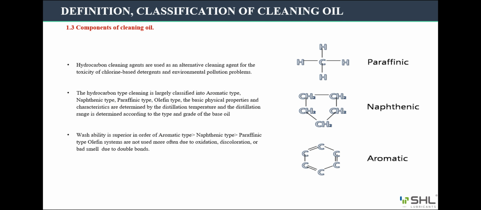Followed by components of the cleaning oil. Cleaning oil is usually made from hydrocarbons. It is used as an alternative cleaning agent for the toxicity of chlorine-based detergents and environmental pollution problems. The hydrocarbon type cleaning oil is largely classified into aromatic type, naphthenic type, paraffinic type, olefin type. The basic physical properties and characteristics are determined by the distillation temperature, and the distillation range is determined according to the type and grade of the base oil.